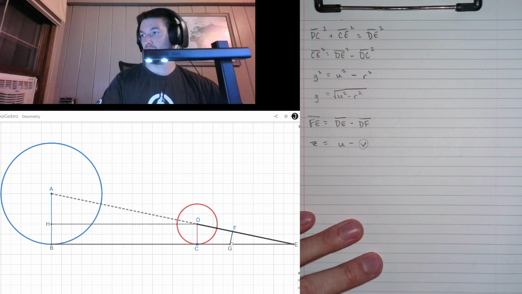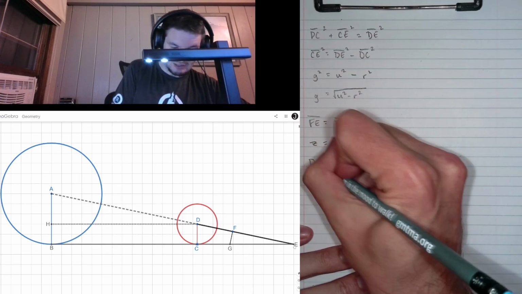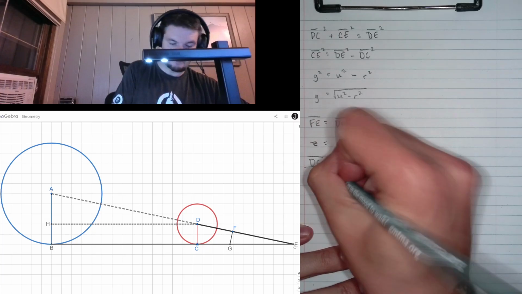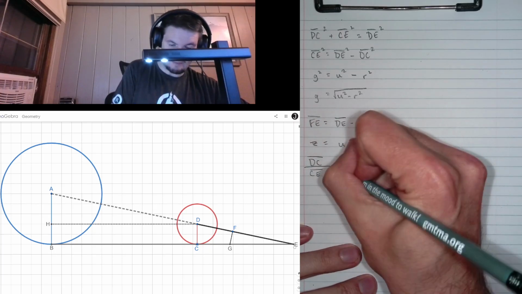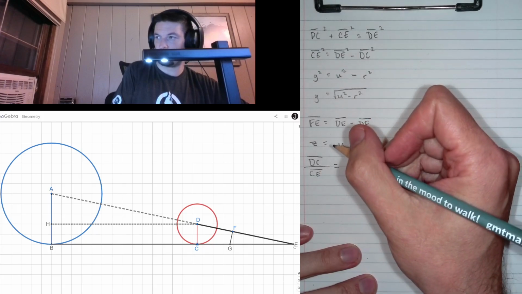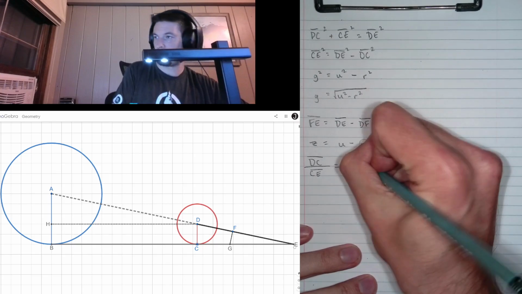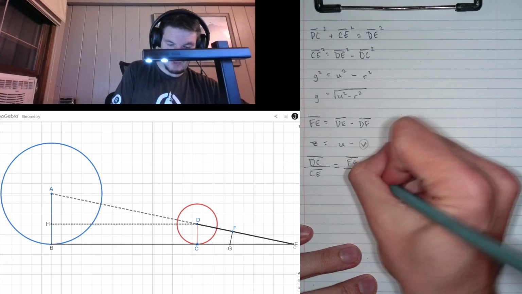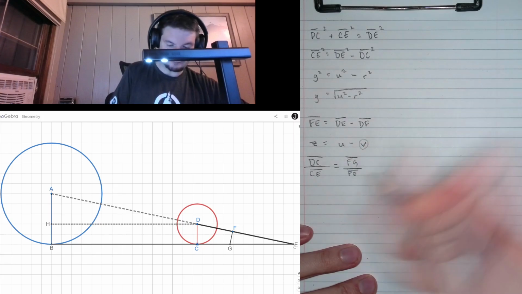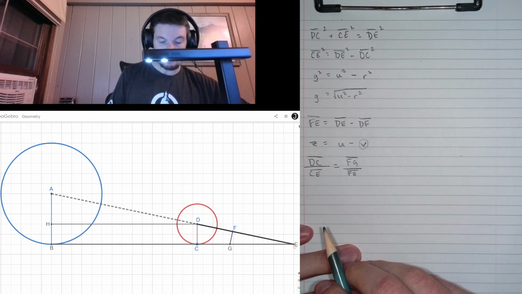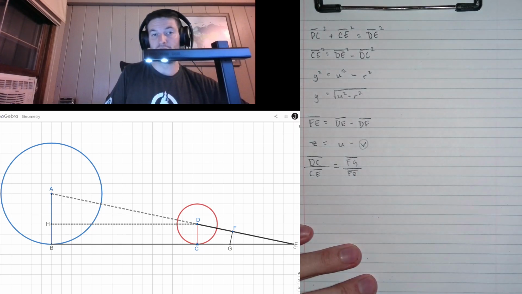We're trying to solve FG. We have an expression for DC, and we have an expression for CE. So let's write our ratio. The ratio is DC over CE is equal to FG over FE. We're going to call FG W for the width, or it's really the half width. We're going to multiply by 2 at the end.